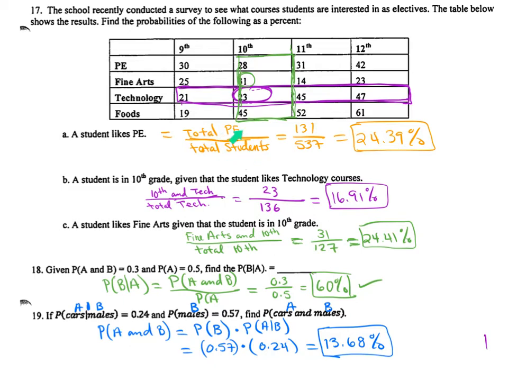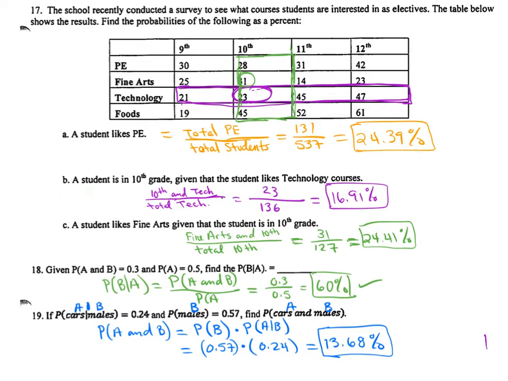Well, the total PE is adding the 30 and the 28 and the 31 and the 42, and that gives you 131. The total number of students is adding all of these numbers together. So that's 1, 2, 3, 4, 8, 12, all 16 numbers. And so that would give you 537. So 131 divided by 537 gives you a percentage of 24.39%.